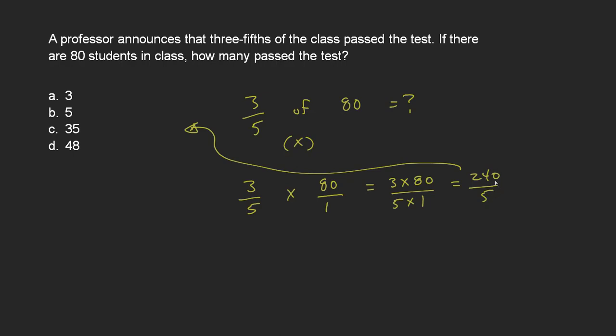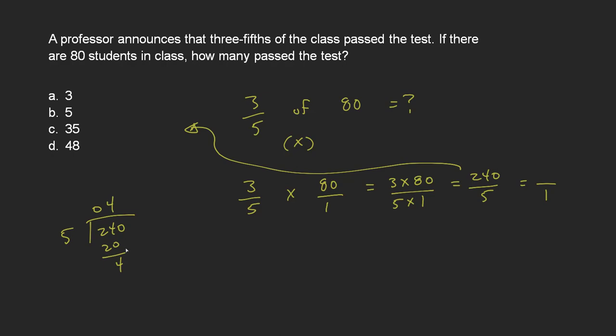Now, there aren't many things that will go into both 240 and 5 at the same time, but 5 is probably the easiest one to try. So let's see how many times 5 goes into 5. That's 1 time. How many times does 5 go into 240? 5 into 240. Well, 5 goes into 2, no times. 5 goes into 24, 4 times. 4 times 5 is 20. This leaves a remainder of 4.